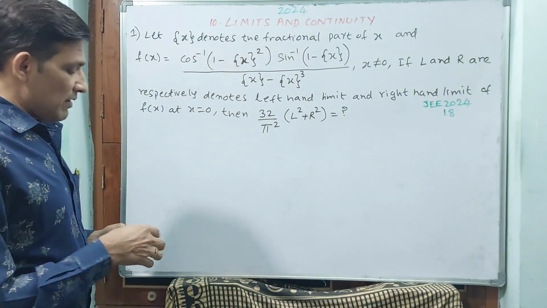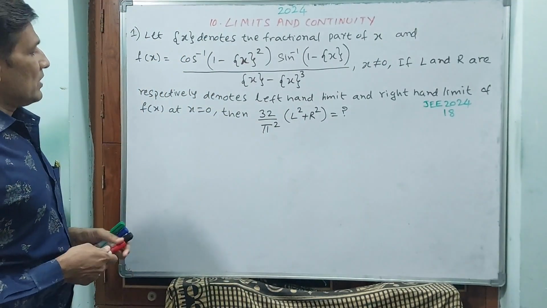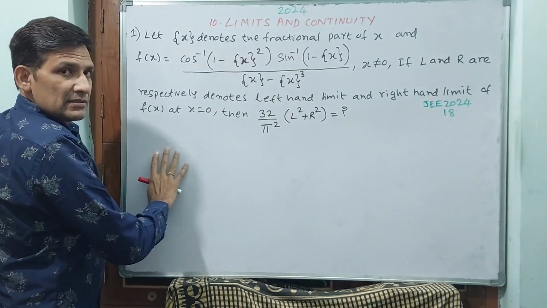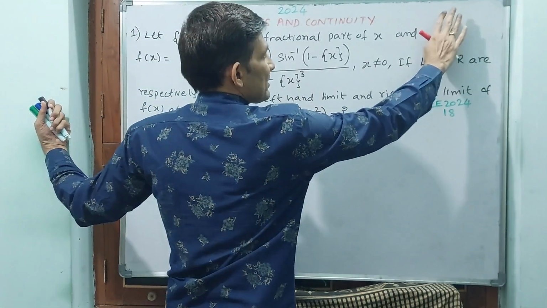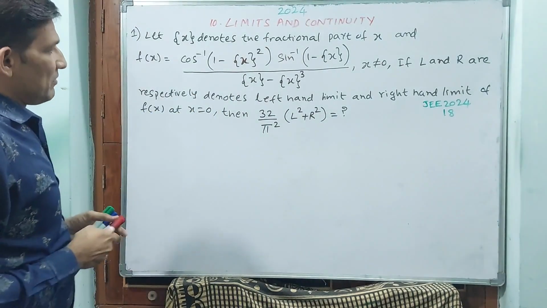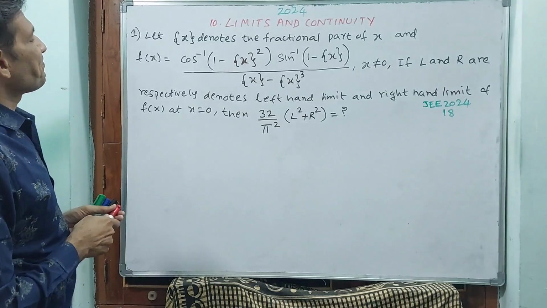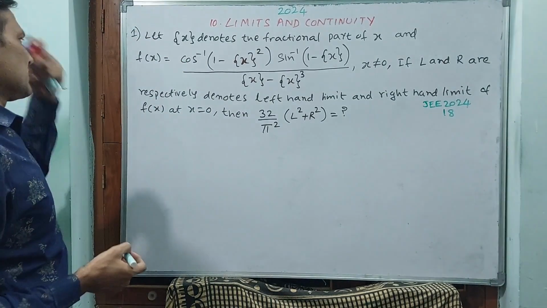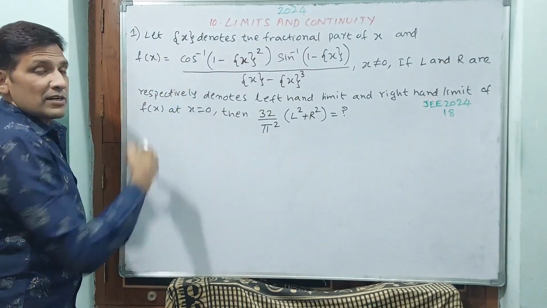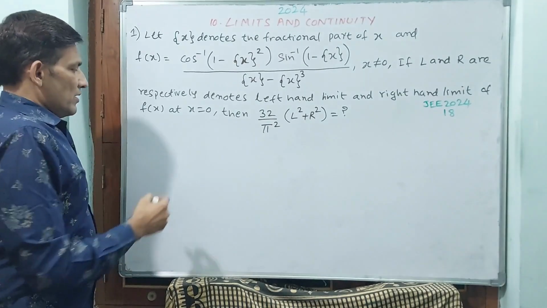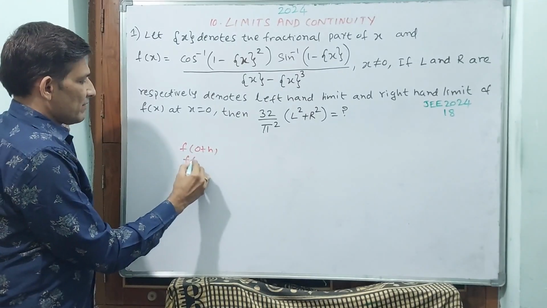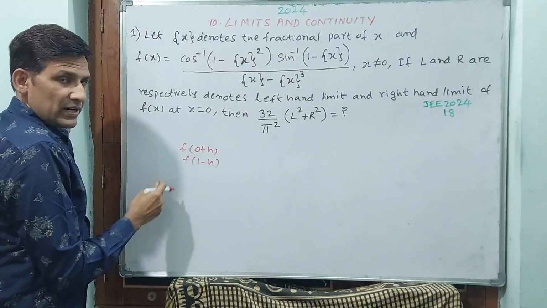Observe carefully. One by one we will do this. First I will find one limit, L, then I will rub, and then find the second, because we don't have that much space. The question itself occupied much. See, how to write the left hand limit and right hand limit for the fractional part we know very well. f of 0 plus for right hand, f of 1 minus h for left hand.